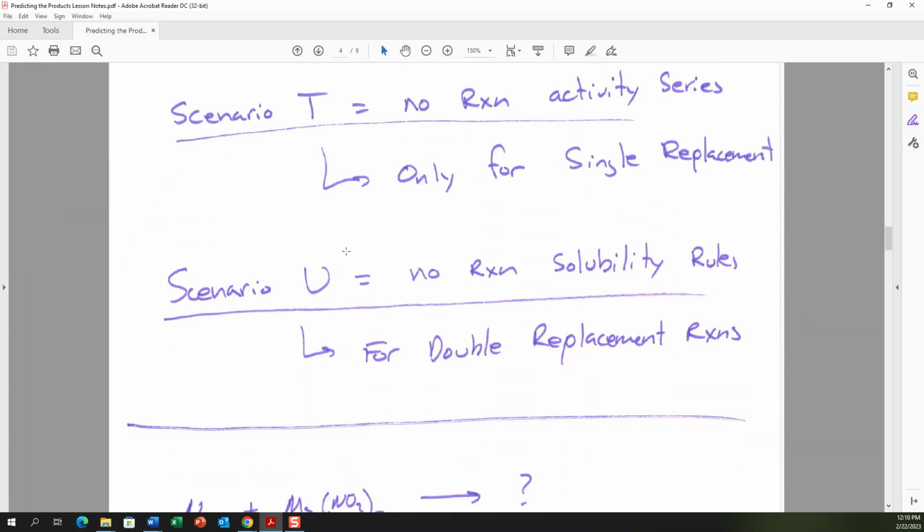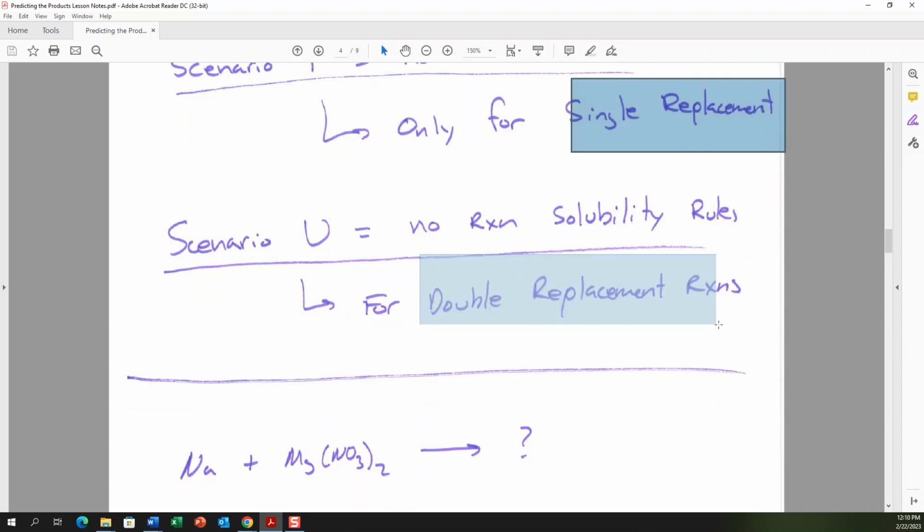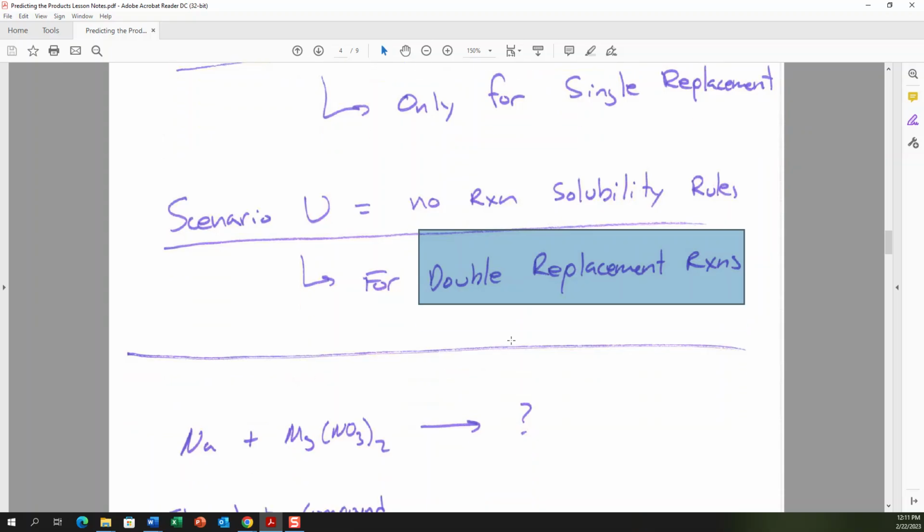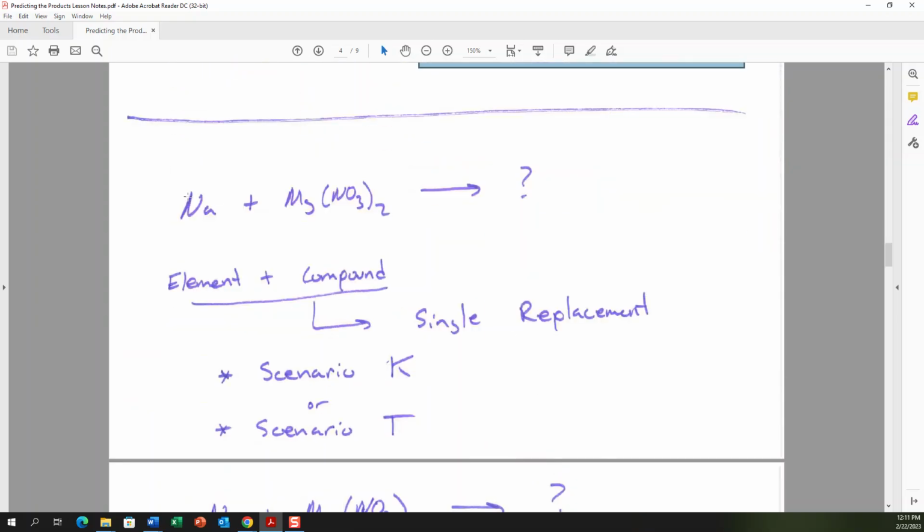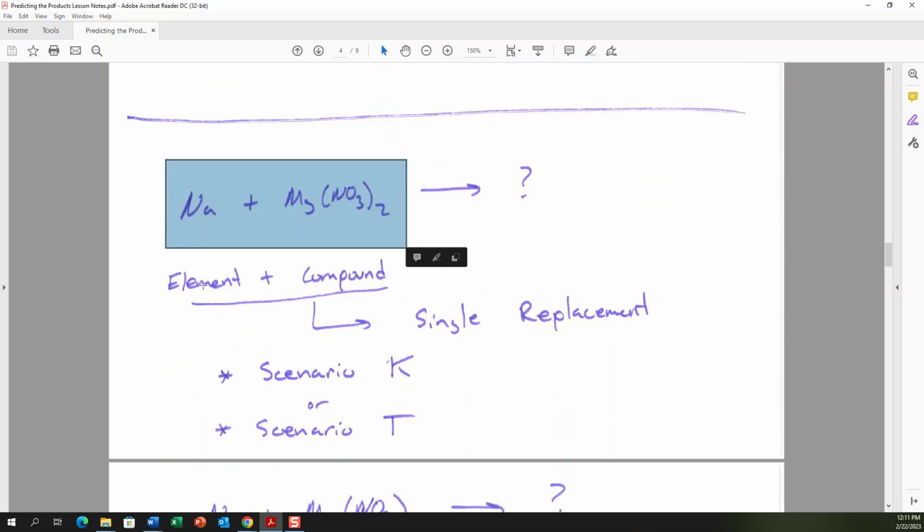All right. So again, scenario T would be no reaction if you were expecting single replacement, and scenario U would be no reaction if you were expecting double replacement. All right. So let's look at this one. We got sodium plus magnesium nitrate. So we're trying to predict the products. So look at what you got. You got an element in a compound. If you have an element in a compound, you should be thinking single replacement, okay? Unless this was oxygen and a hydrocarbon, and then we'd go back and it'd be combustion, right? But we have a metal and we have an ionic compound. We should be thinking single replacement, okay?